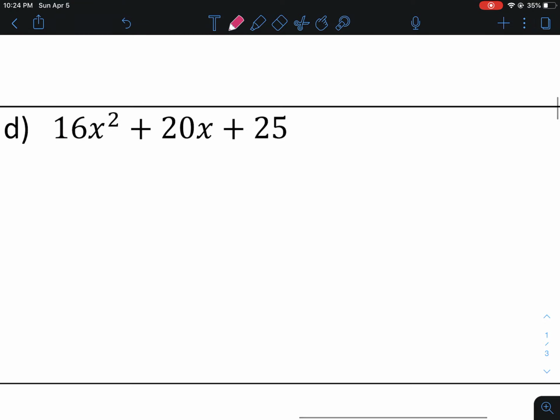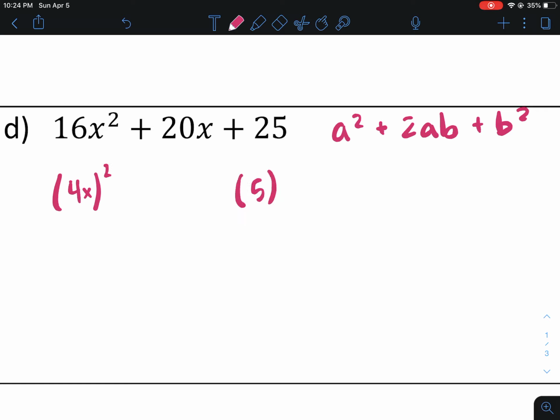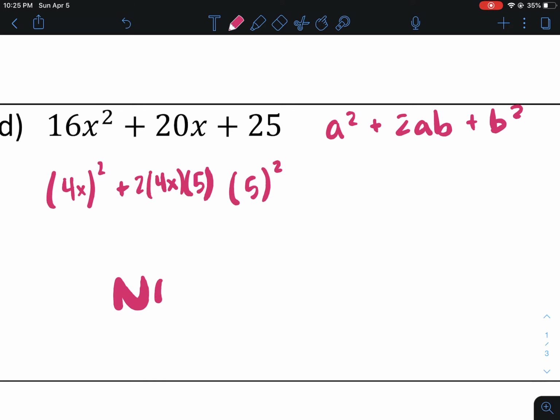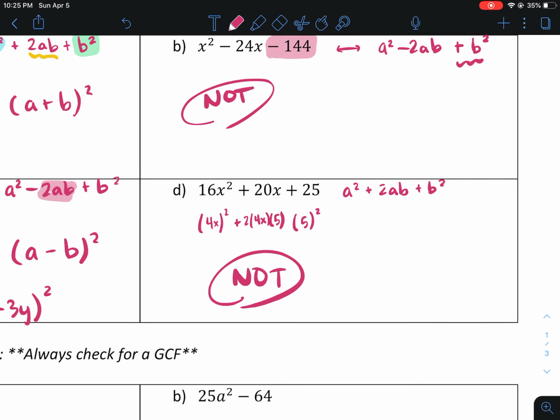a squared plus b squared, or a squared plus 2ab plus b squared. So we have two perfect squares, 16x squared and 25. So this is (4x) squared, and this is 5 squared. So we're checking for that 2ab. Well, let's see. 2 times 4 is 8. 8 times 5 is 40. So this is 40x, but do we have 40x here? No. So this is not a perfect square because the middle terms don't match. The 20x is not equal to 2ab.